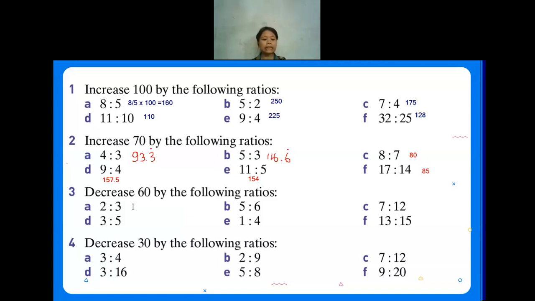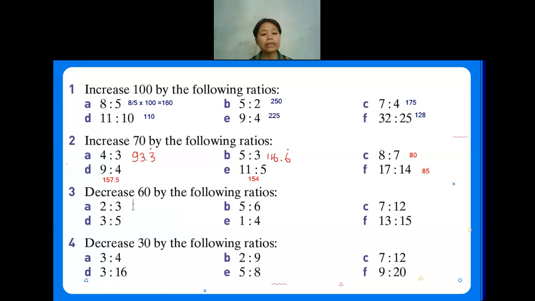Okay, 2A. Increase 70 by the following ratio. The ratio is 4 to 3. So the 4 to 3, we can change it into a fraction, becoming 4 per 3. The fraction, we will multiply with the number given. So 4 per 3 times 70 will be 93.333 recurring, something like that. I still don't understand, teacher.